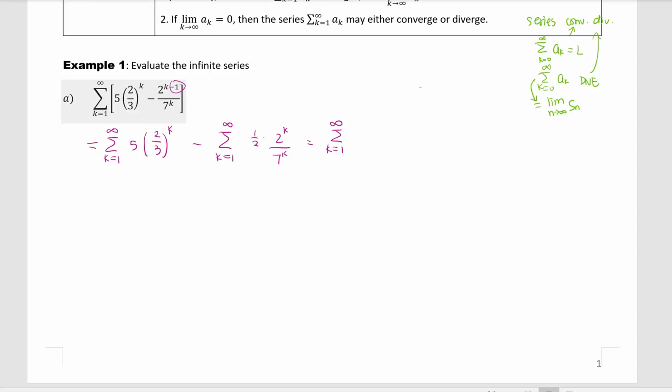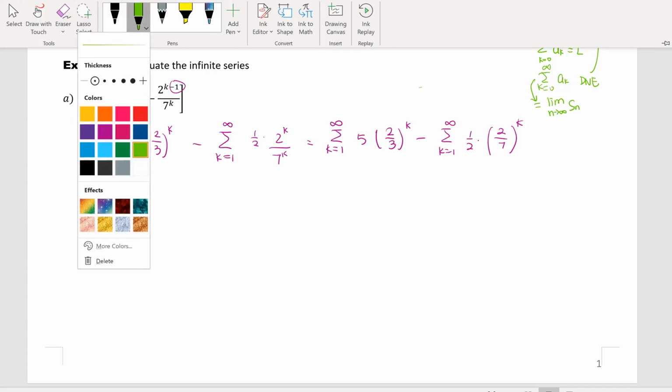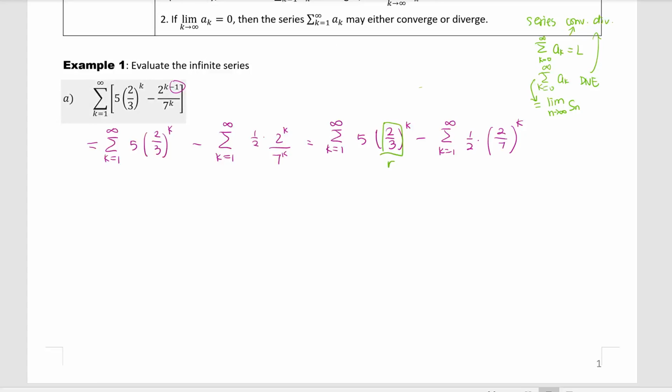You can see each of them is actually a geometric series, and for a geometric series, we have the formula. For the first one, we have 5 and (2/3)^k. For the second one, 1/2 is the constant, and then we have (2/7)^k. Let's look at the first one. This is the r. Because r is less than 1, this converges.